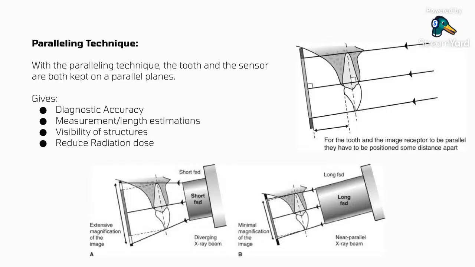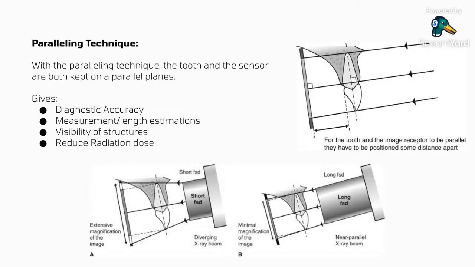All right. So what does this do? It actually gives us diagnostic accuracy, measurements and length estimations because the magnification is very less. Then we have visibility of structures and it reduces the radiation dose. Now, the paralleling technique should always be attempted before you try to do the other techniques, right? When the alveolar crest is considerably atrophic, you should perhaps use a small size of detector to reduce the risk of distortion.